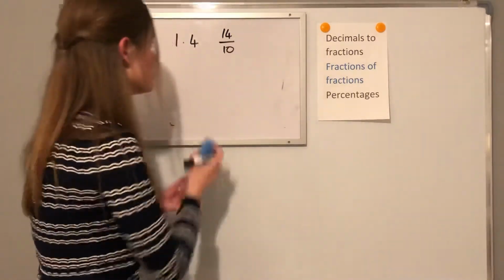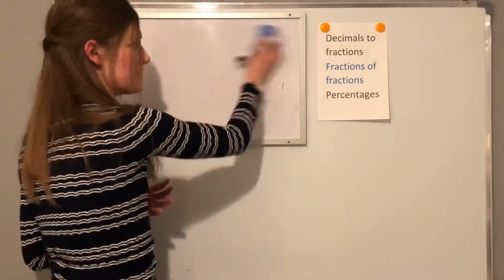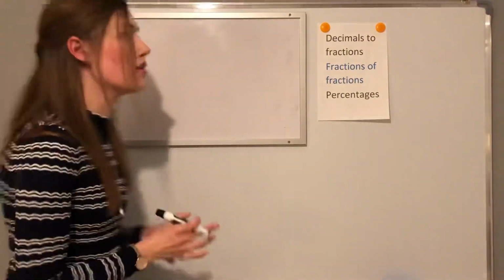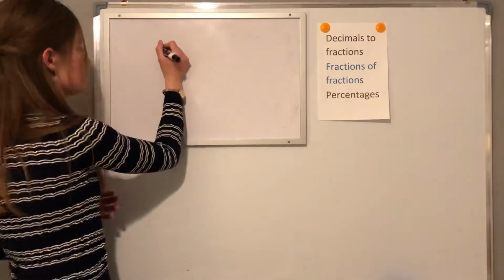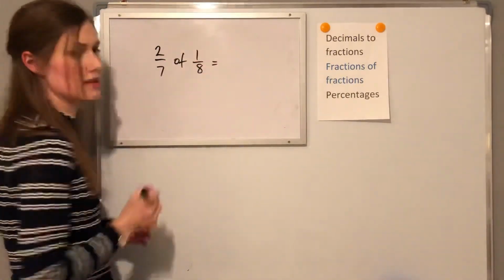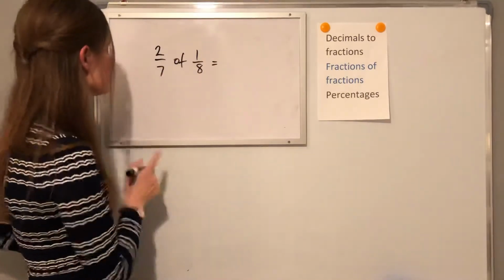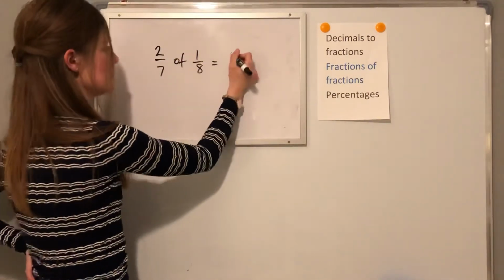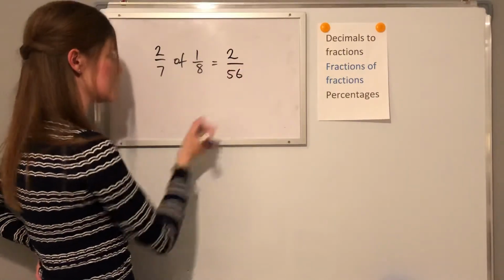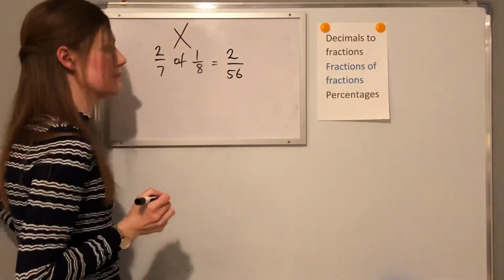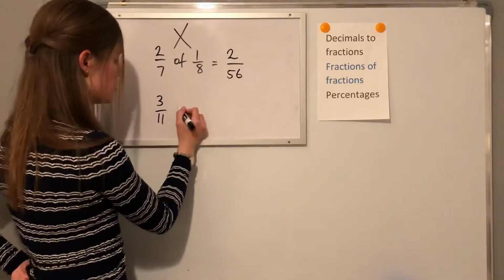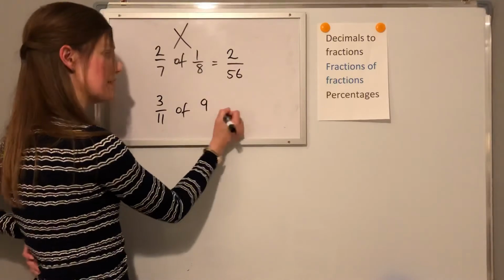Okay, then fractions of fractions. What did of mean? Okay, so hopefully you're all saying that of meant times. So if you had 2/7 of 1/8, you just times them across. 2 times 1 is 2. 7 times 8 is 56. So of means times.